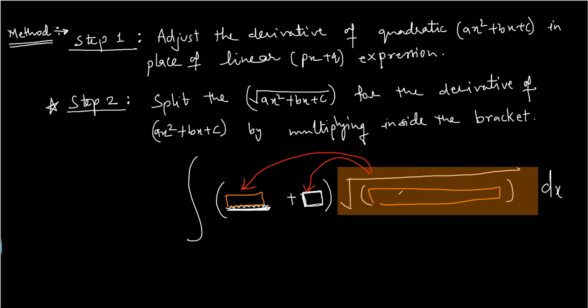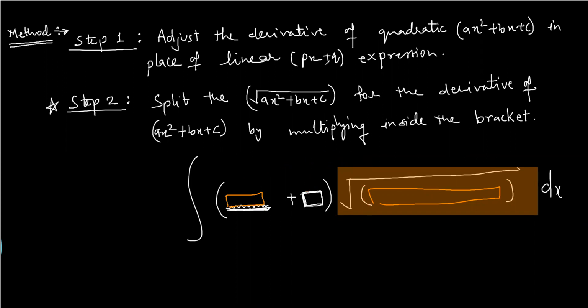Split the square root of x square plus bx plus c for the derivative. Why do you split? Because you want this derivative to be with the quadratic, because it is nothing but the derivative of quadratic. And how do you do that? You do it by multiplication instead. You remember, you do it here by multiplying inside the bracket. And when this thing was in the denominator, you split.